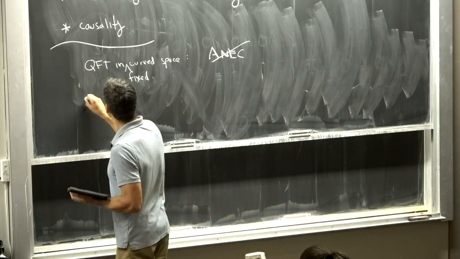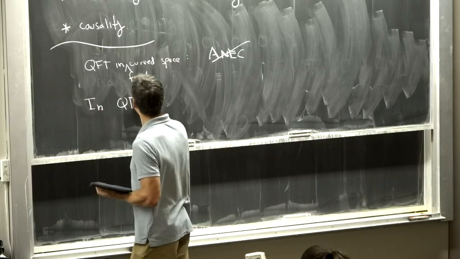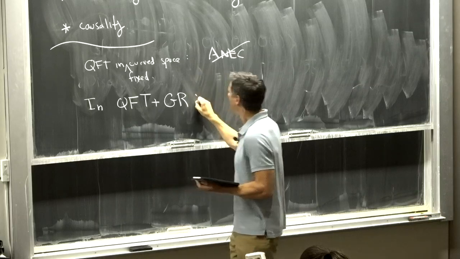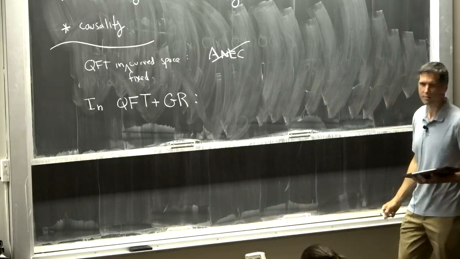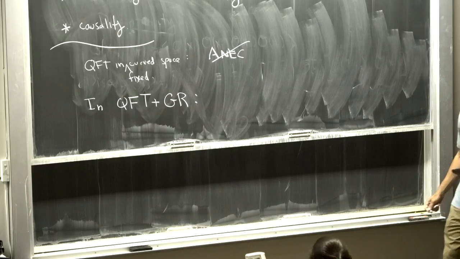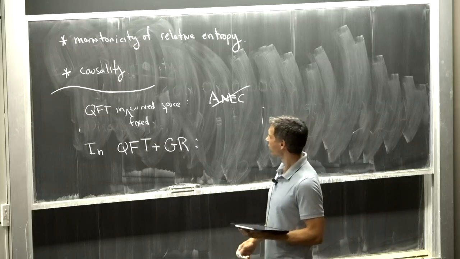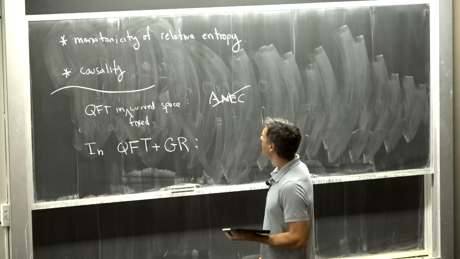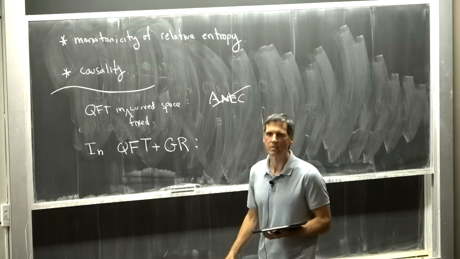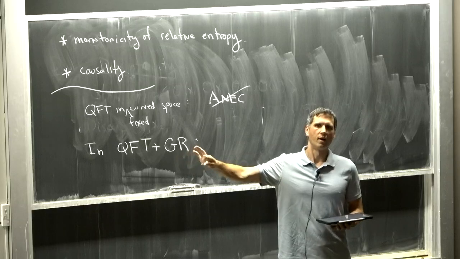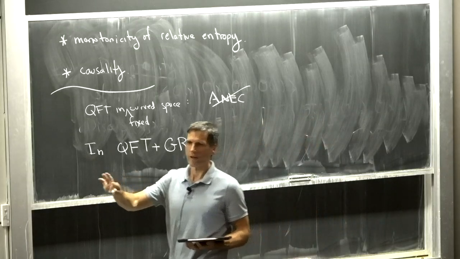Second of all, in QFT coupled to gravity, just perturbative gravity here, treating the graviton perturbatively, the ordinary ANEC is not true. So the ANEC, as stated there, is not true, because there are counterexamples to that.